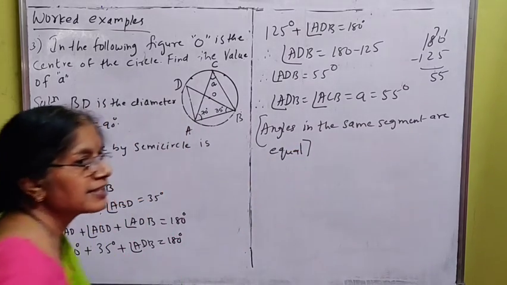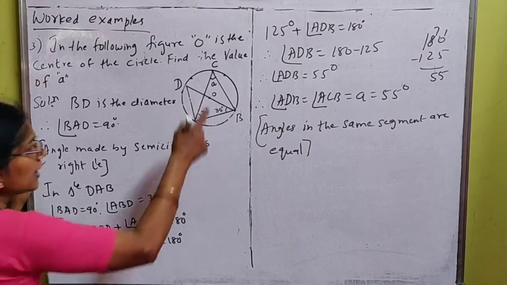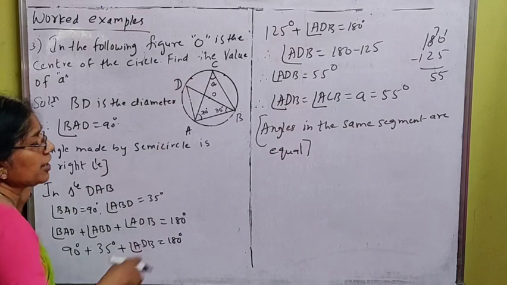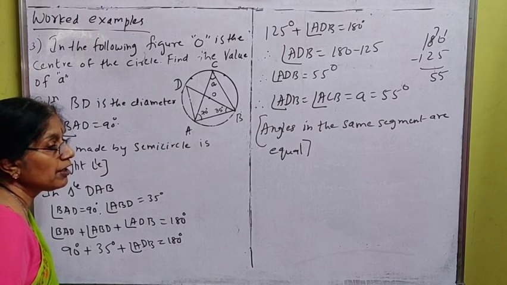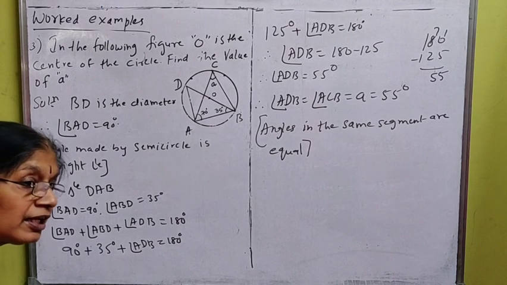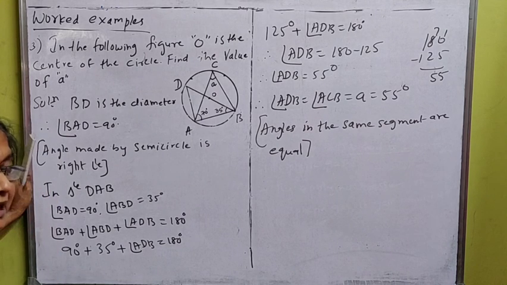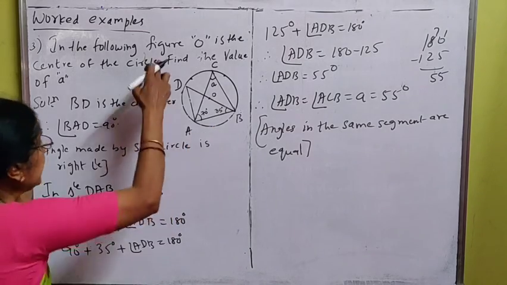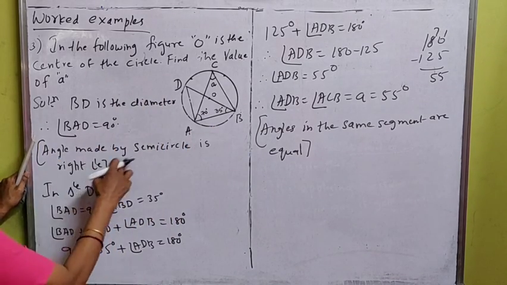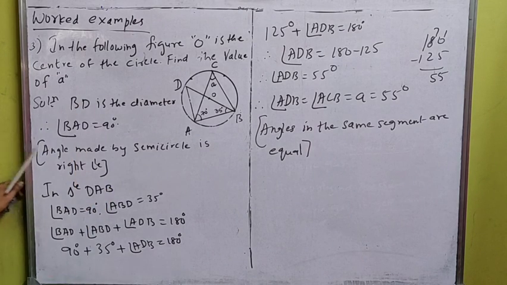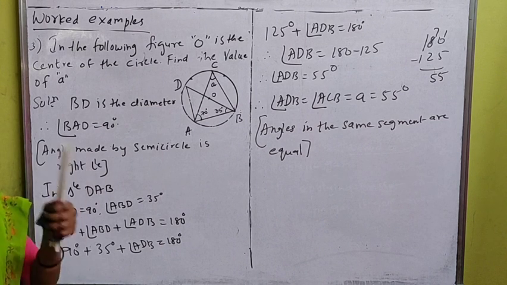Once again we will try to understand what it is. See, in the circle, O is the center of the circle and BD is the diameter which divides the circle into two equal parts. We call it a semicircle. Remember one thing in mind: angles in a semicircle are always a right angle. So angle BAD becomes 90 degrees because the angle made by a semicircle is a right angle. In a triangle, if we get two angles, can't we find the third angle? Yes, by using what? Interior angle theorem.